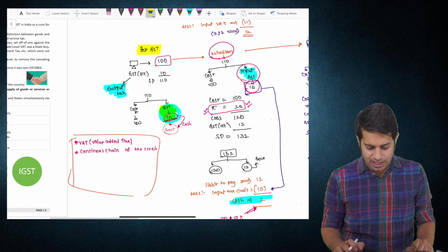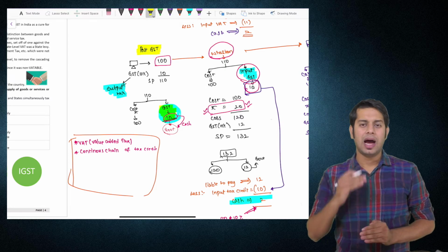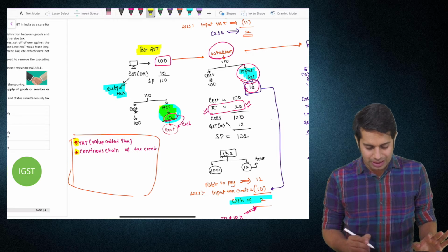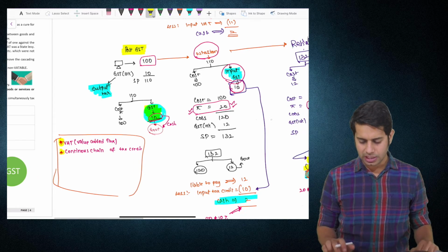So under GST, at each and every level of the supply chain, there is continuous tax credit which is available. There is a benefit which will be given to the next person.